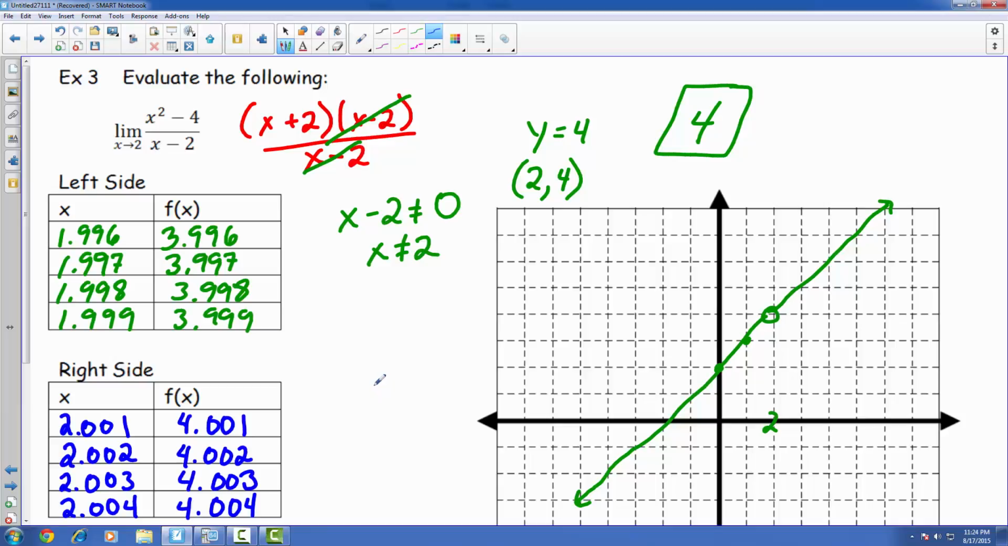There you can see our tables talking about the left and right side, just a little more clear for your notes. Again, that is example 3 from the 1.2 set of notes.